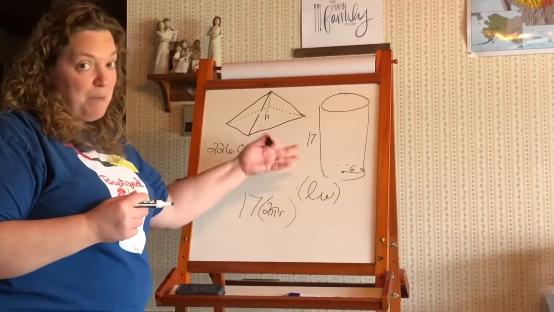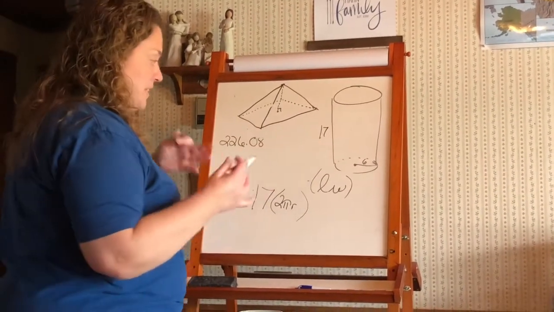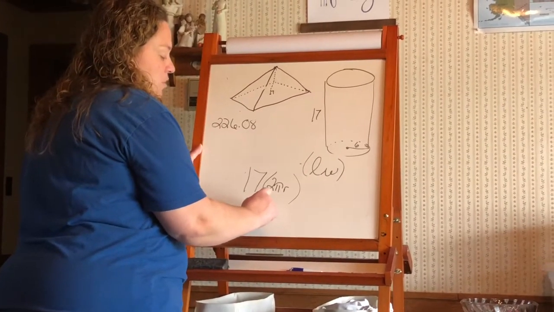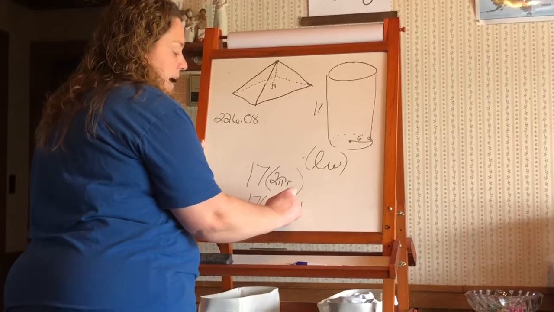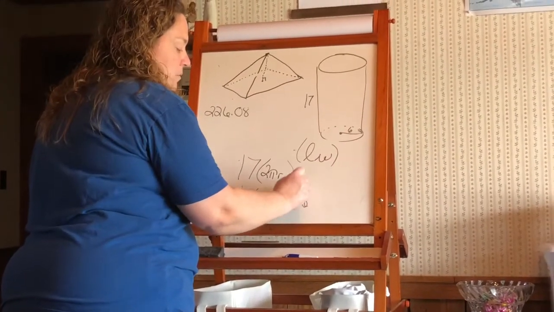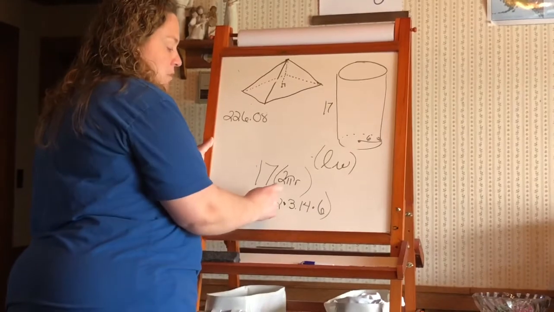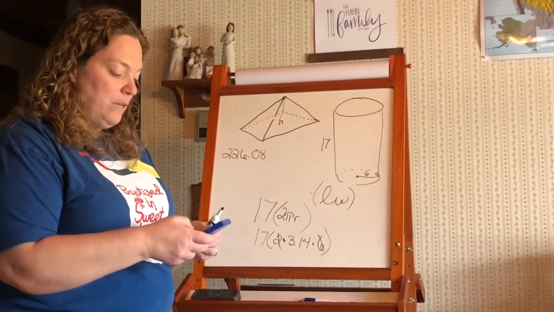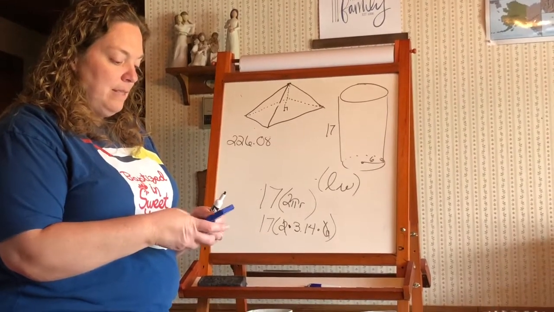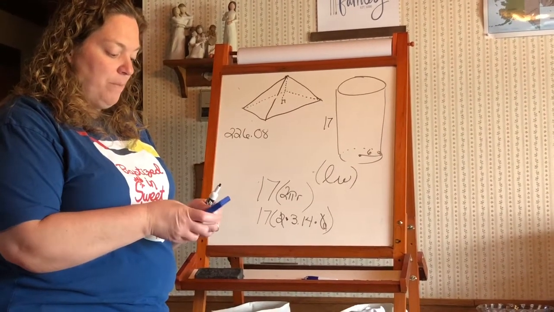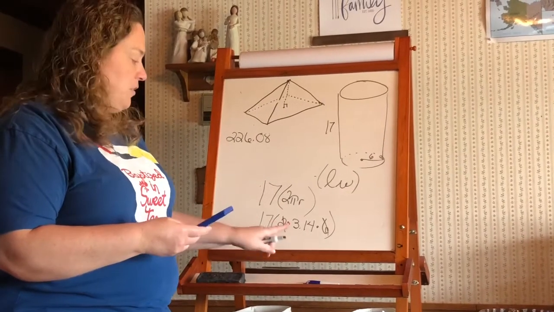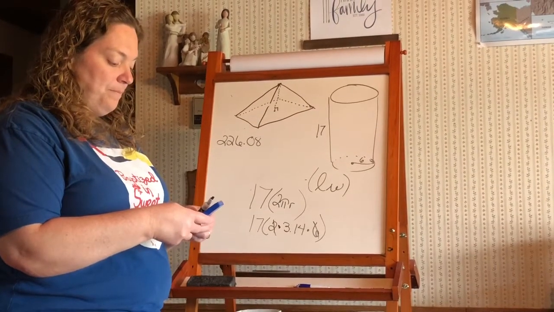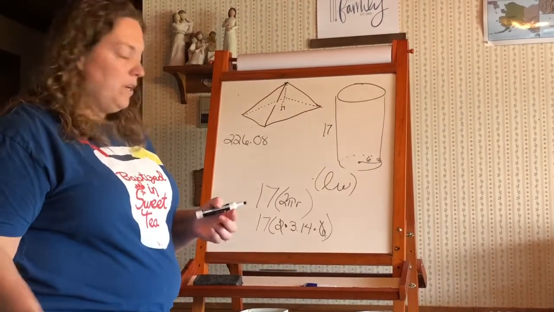So this is a lot of steps to find the surface area of a cylinder. You just have to take it one step at a time. So let's fill in. I've got 17 times 2 times pi times the radius, which is 6. So 2 times 6 is 12, and then I'll put in here 12 times pi, 3.14. And I get 37.68 times 17, 640.56.